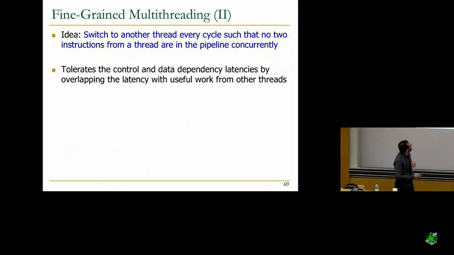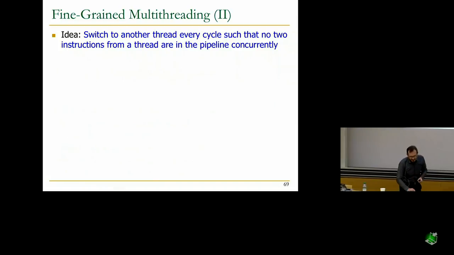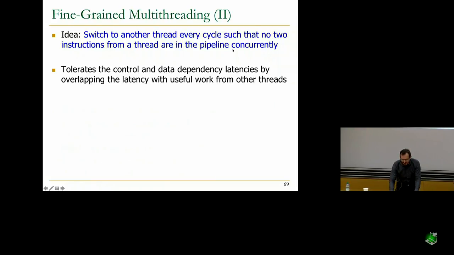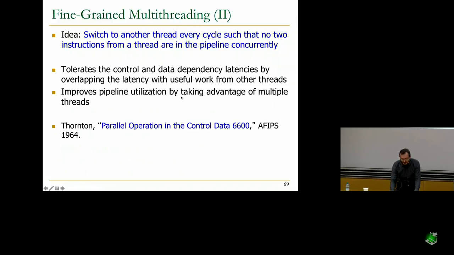So this is the idea, again, posed in a different way. Switch to another thread every cycle such that no two instructions from a thread are in the pipeline concurrently, right? We've already said this. It improves pipeline utilization by taking advantage of multiple threads. And this was actually a really old idea also.